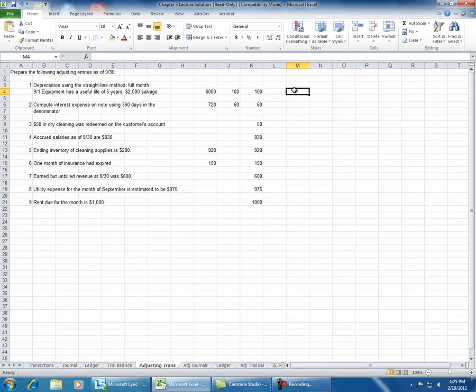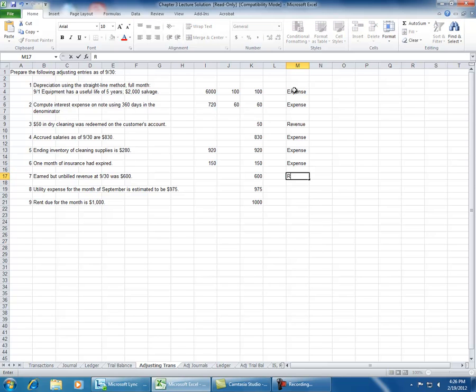So let me just indicate whether or not I have to increase revenue or expense. First one, we're going to have to add more expense. Same with the second one, more interest expense. The third one, we're going to actually recognize revenue. Here we've got more expense. Here we're going to have a supplies expense, insurance expense.